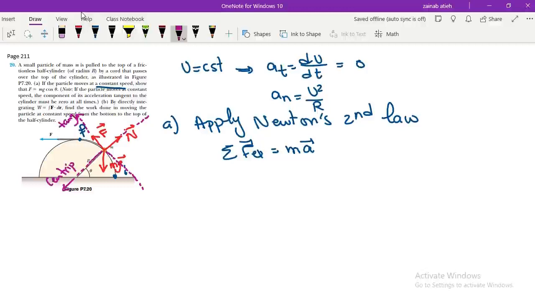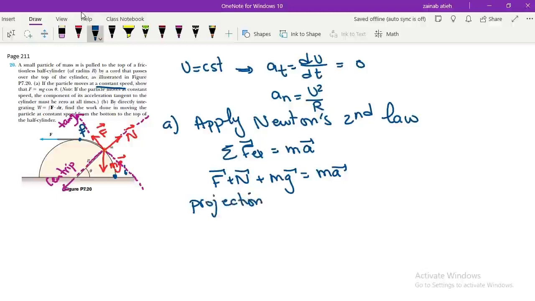Now everything on the centripetal equals m a normal, and everything on the tangential equals m a tangential, but in my case a tangential is 0, so it will be equal to 0. Let me write the forces. We've got three forces, which are F plus N plus mg. It's equal to ma. So let's project along the tangential direction because we are searching for F. Projection along the tangential direction.